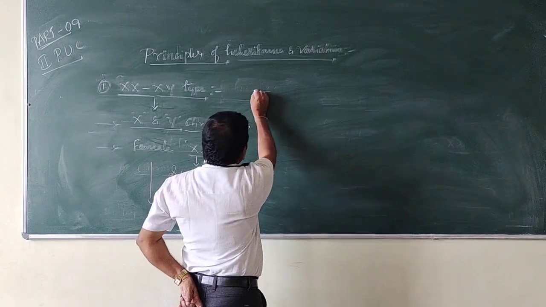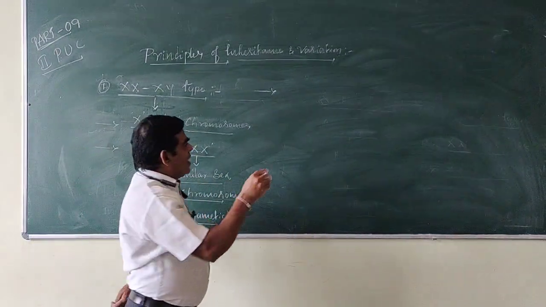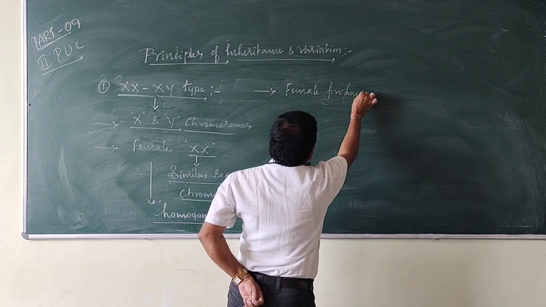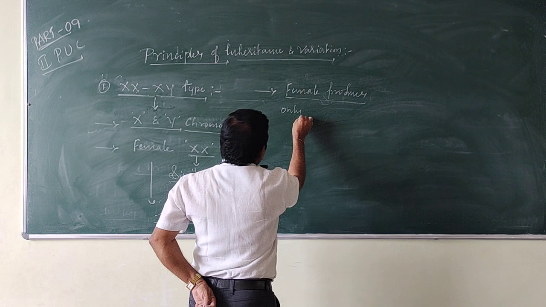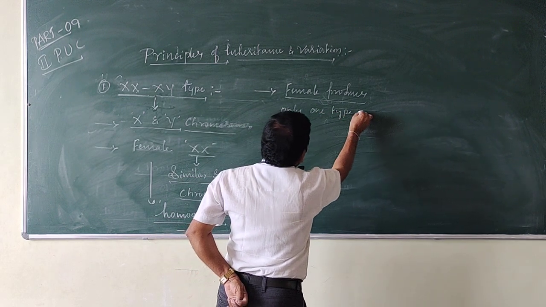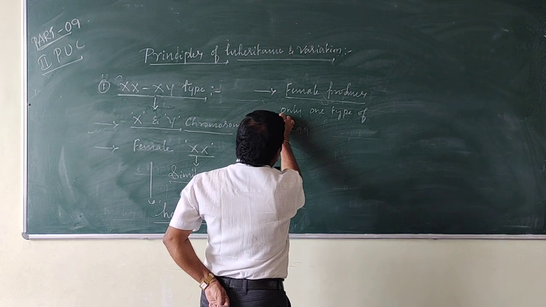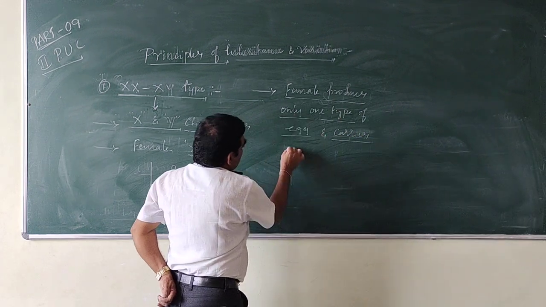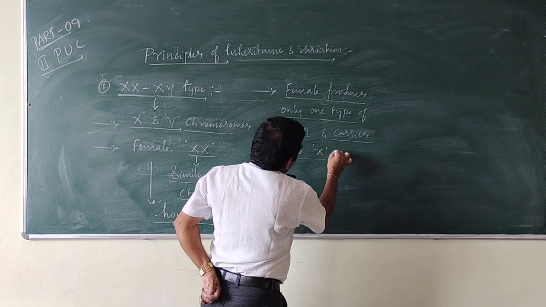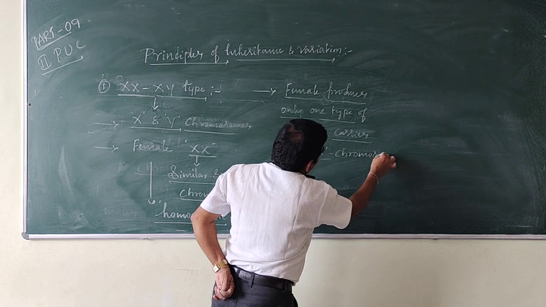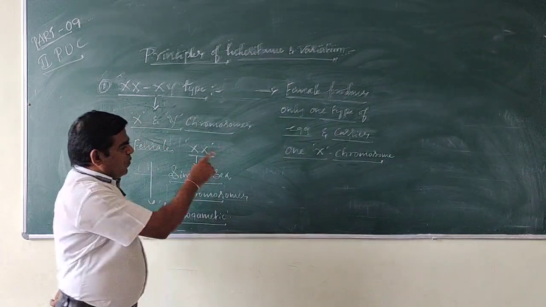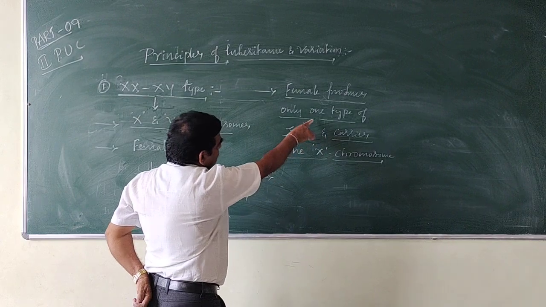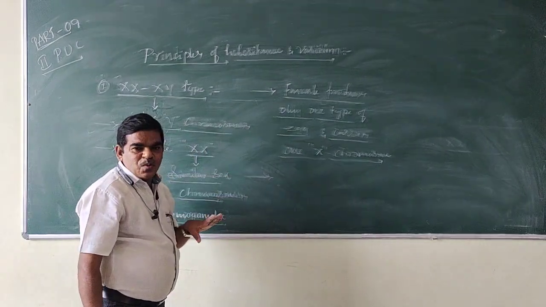And the female produces only one type of egg, and carries one X chromosome. So the female produces only one type of egg and carries one X chromosome.